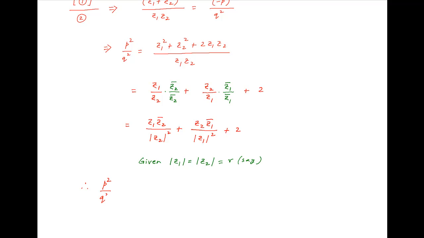Therefore, using this result, we get p square upon q square is equal to z1 times the conjugate of z2 plus z2 times the conjugate of z1 upon r square plus 2. And this can be written as z1 times the conjugate of z2 plus the conjugate of z1 times z2 upon r square plus 2.